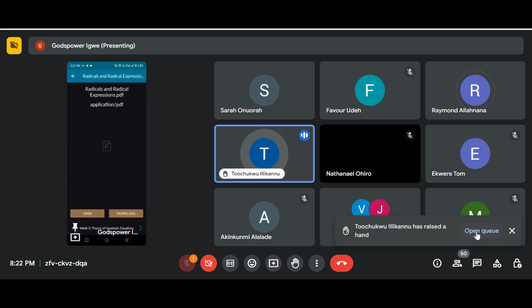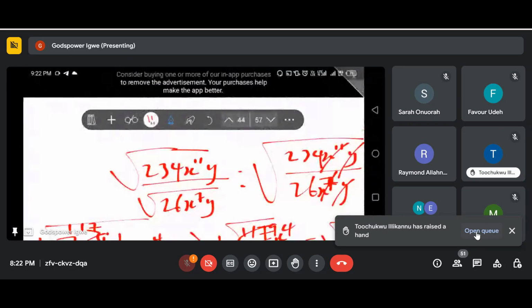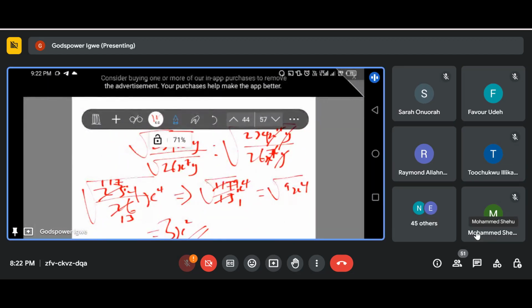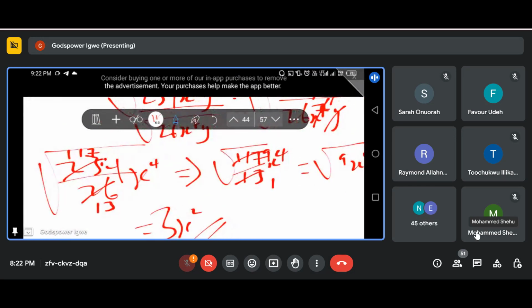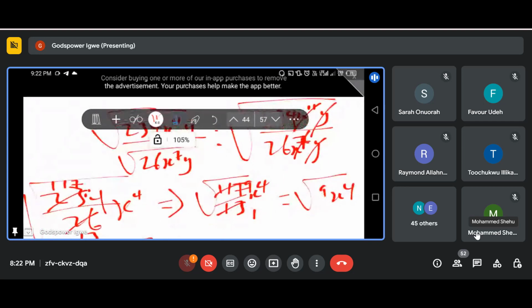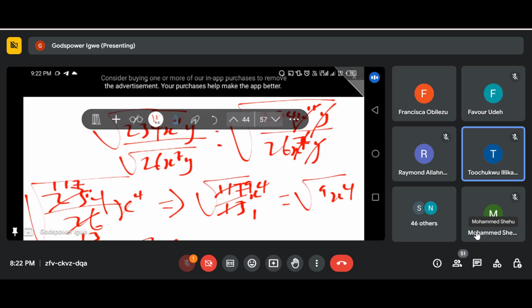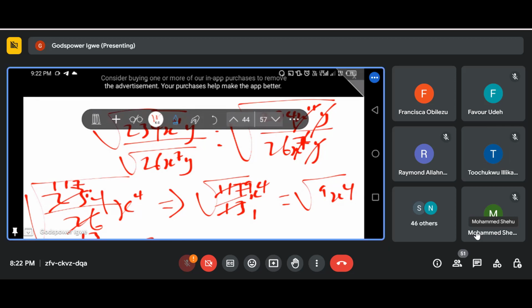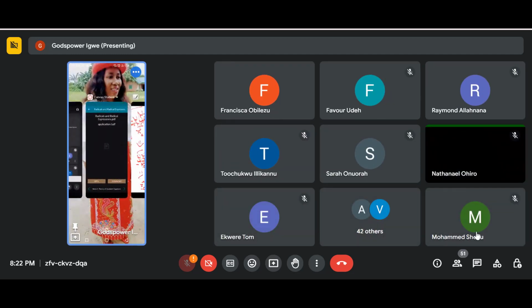How did you get the 117? Sorry, please. How we got the 117 is from the equation. We just divided. You can just do 234 divided by 26, because I was using my own head. I said 2 going into 26 is 13, and 234 is just 117. You can just do the division. I don't have a calculator, so I'm using my head. That's why you're seeing all of that.